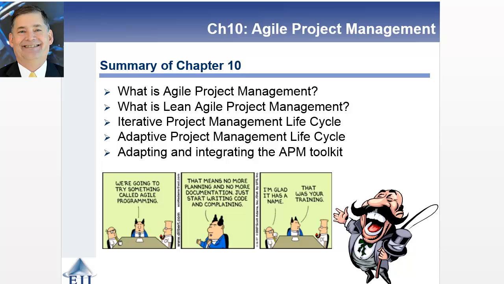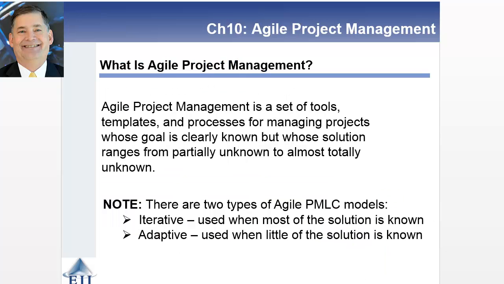So what is all this stuff about Agile? You see it in the newspaper and on the web and in cartoons, but it's really looking at project management from a completely different perspective. You're accepting that the goal is clearly known, but the solution may be partially unknown to almost totally unknown. So it's a very different way of looking at projects.